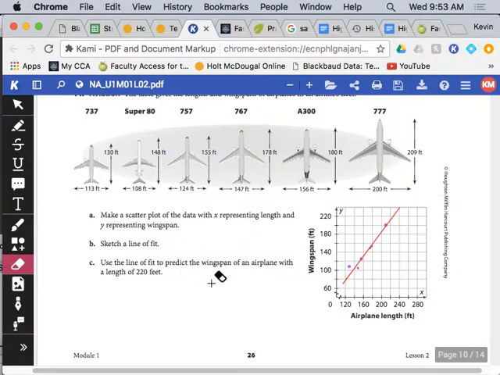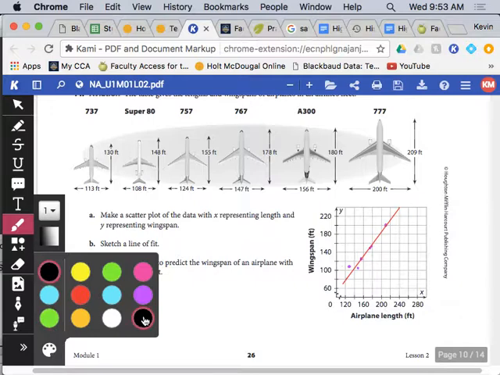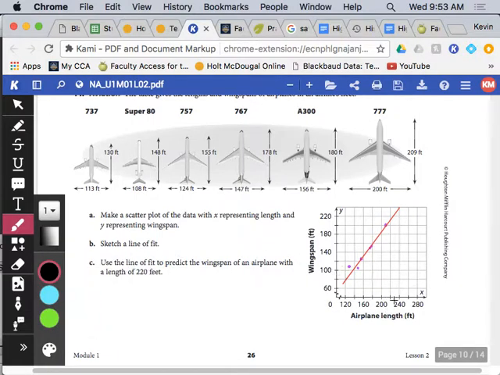Now it says use the line of fit to predict the wingspan of an airplane with a length of 220 feet. So what I'm going to do is find 220 feet as a length, which is here. Find the intersection with the wingspan, which is here. And so what it seems that I've found is that for a 220-foot plane, the wingspan will be something like 210 feet. Is that pretty clear? Does that look good? You understand how we use this data and then a line of fit to predict things that we don't necessarily know? Any questions on this?